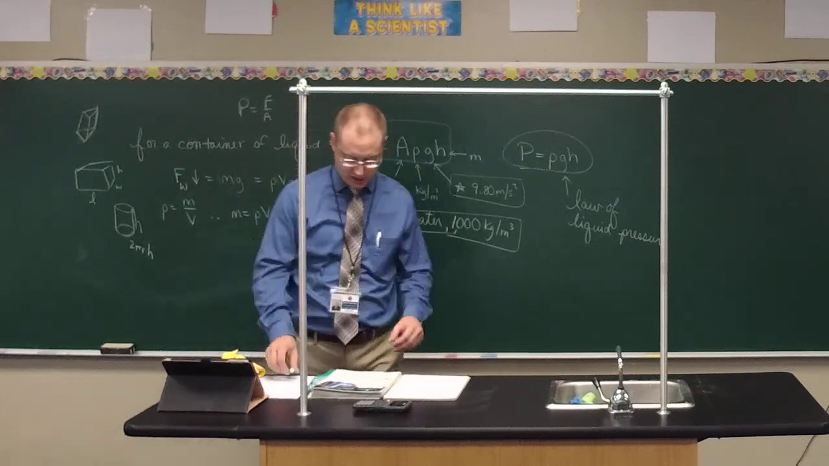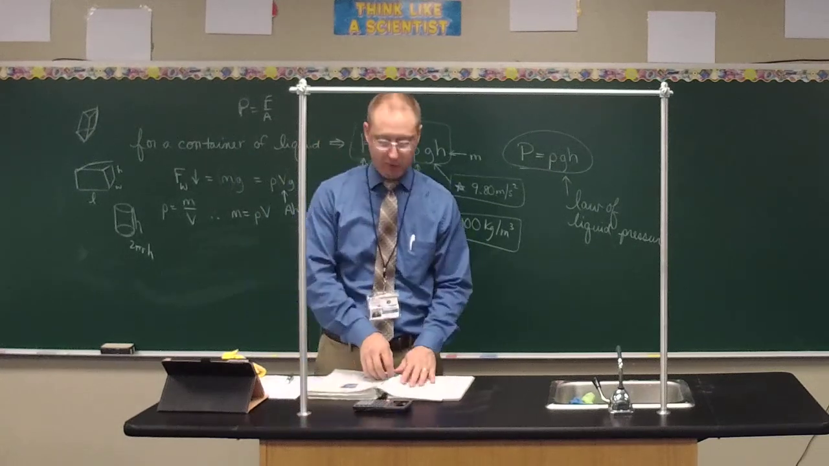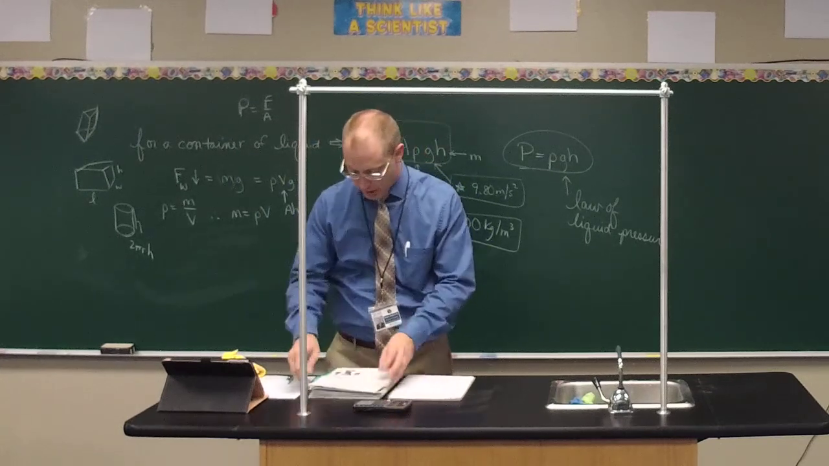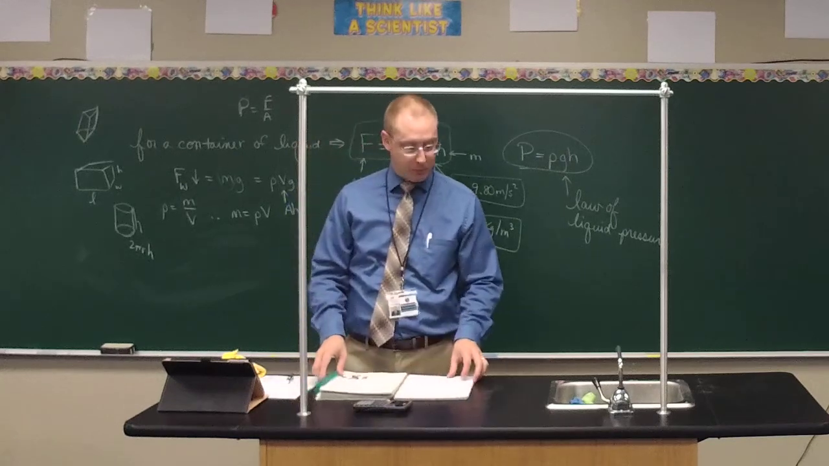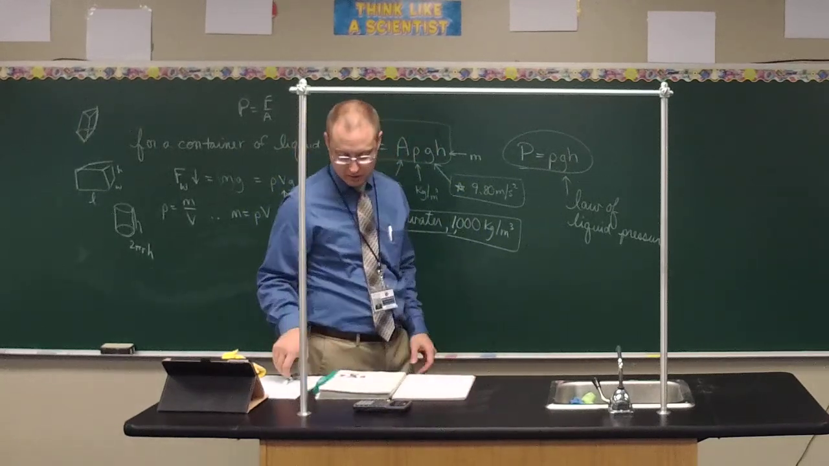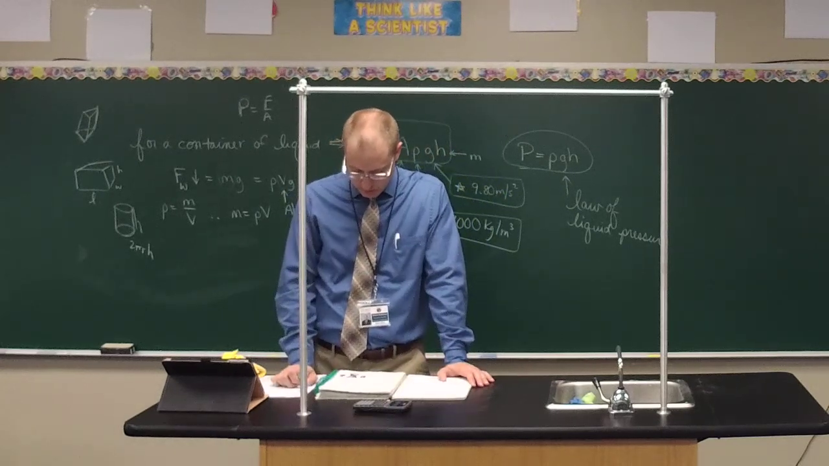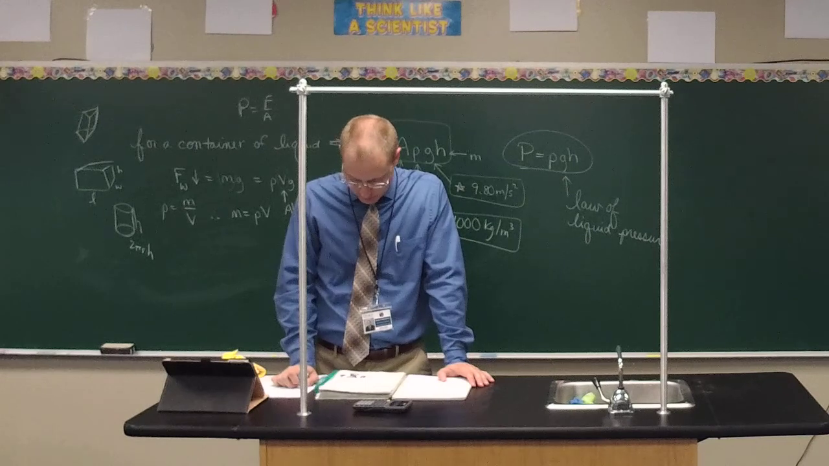Look at page 36, if you would, please, with me. Let's work just a couple of math problems with these before we wrap up. Page 36, example 3.1. Michael, if you'll read part A for us. If the density of water is 1,000 kilograms per meter cubed, what is the pressure at the bottom of the pool filled to the depth of 2.4 meters?